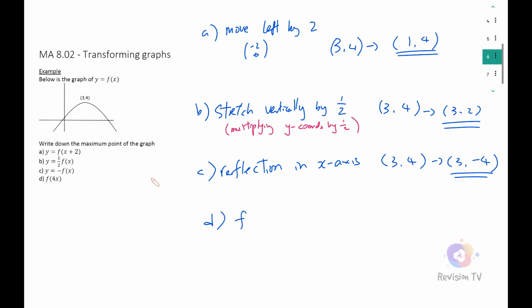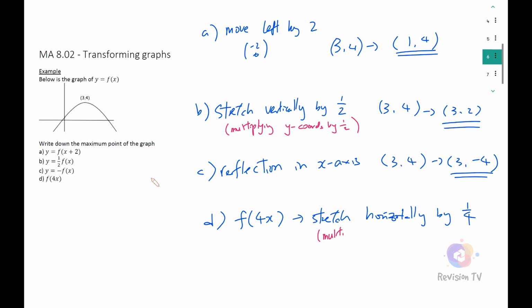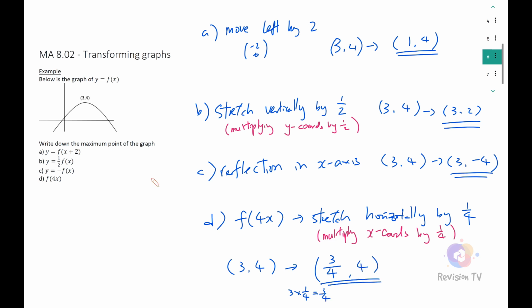Part D, f of 4x. This time it's a stretch horizontally, inside bracket, horizontally by a quarter. So stretch horizontally by a quarter means we multiply x coordinates by a quarter. So 3, 4. Now 4 is not a factor of 3, so 3 times a quarter is 3/4. So 3/4, 4 is the answer. A bit weird, but it is what it is.